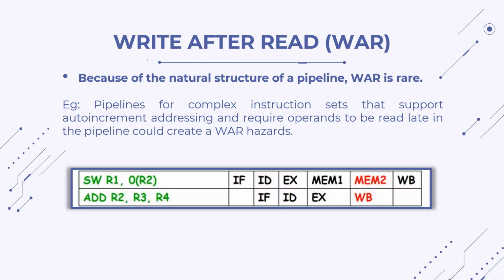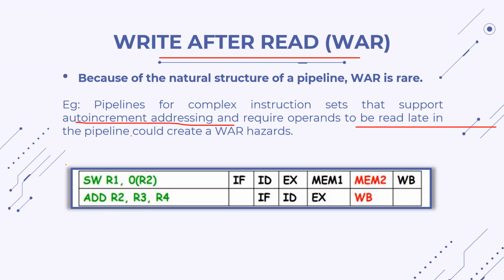If you look at the third one, write after read, this is a rare case because of the natural structure of the pipeline. Because in the natural structure, it is with the 5 stages, and also in the second stage, read is happening, and in the 5th stage, write back is happening. So write after read will happen in pipelines for complex instruction sets that support auto increment addressing and require operands to be read late in the pipeline.